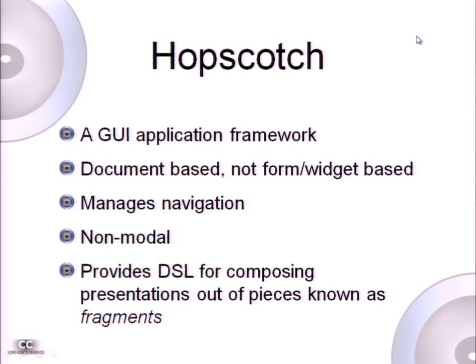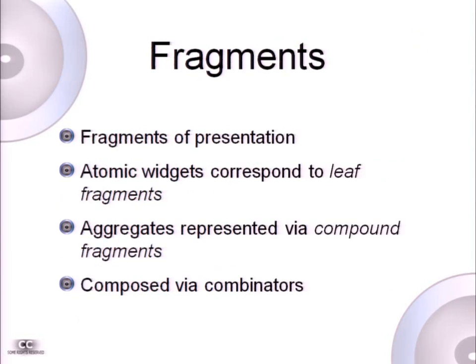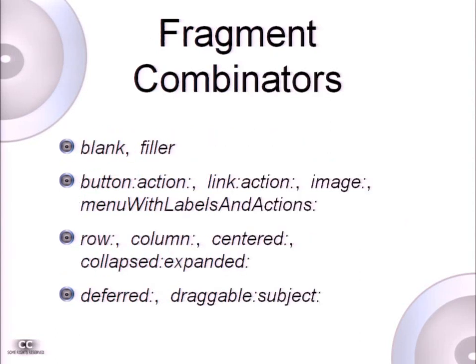What else did I want to say here? Fragments. So how do we actually get this stuff to work? We get it to work by virtue of this domain-specific language where you define your presentation by using essentially a combinator library. What it combines are fragments of presentation. So atomic widgets, for example, might be leaf fragments, but we also have compound fragments, and we compose them via these combinators. For example, we've got things like blank, which is just a blank space, or filler, which is an elastic blank space that will fill up any area you need.